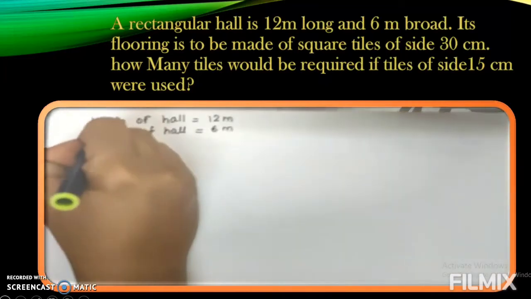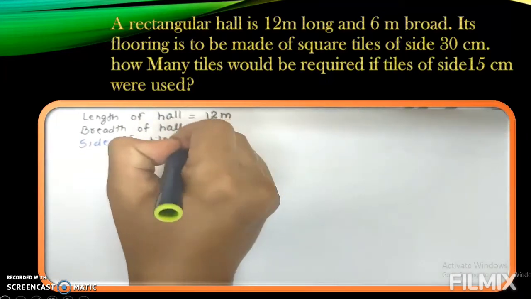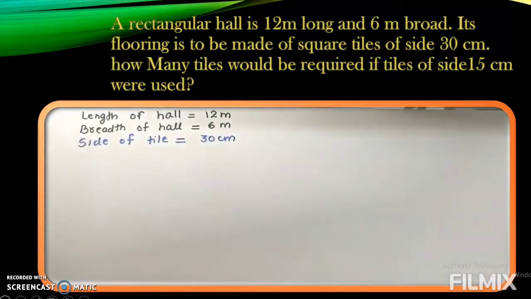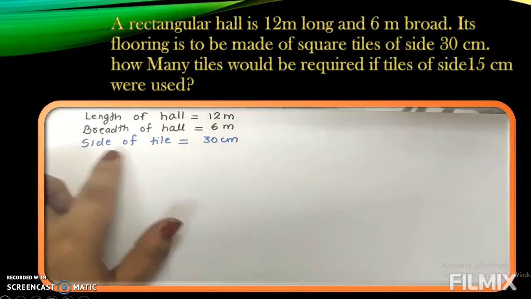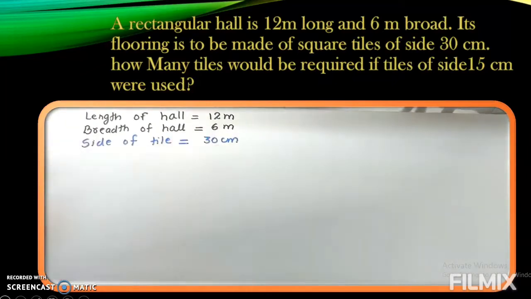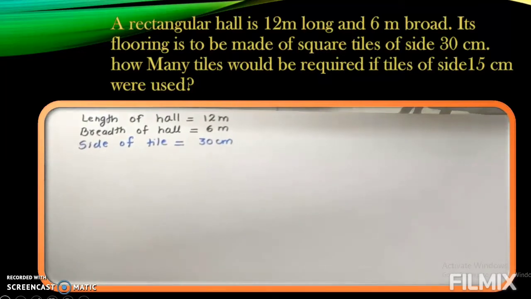So that also we are writing, side of tile what they had given. What side of tile they had given us? 30 centimeter. So we wrote next given thing whatever was given to us. Then further they are asking how many tiles will be required. So we have the length and breadth of one particular hall. We have to put the flooring of tiles and side of one tile is given 30 centimeter. Now whenever they will ask questions like number of anything, as in this question they are asking how many tiles are required. How many tiles are required means we have to find out number of tiles, correct?